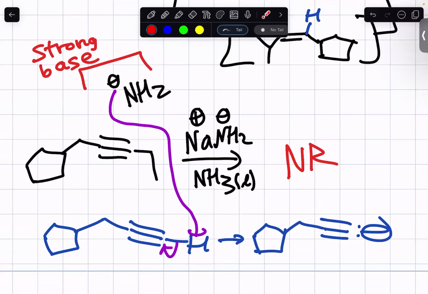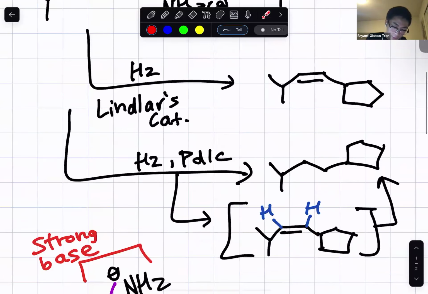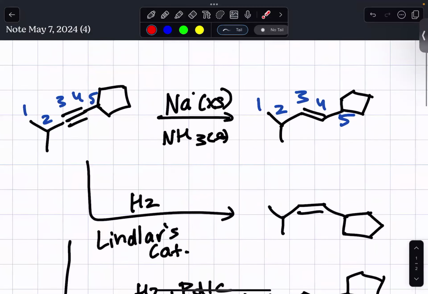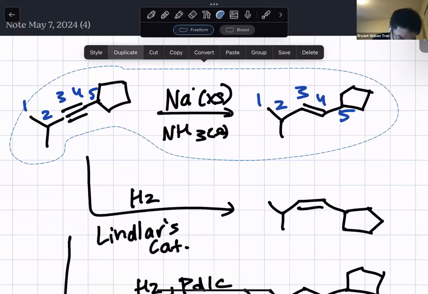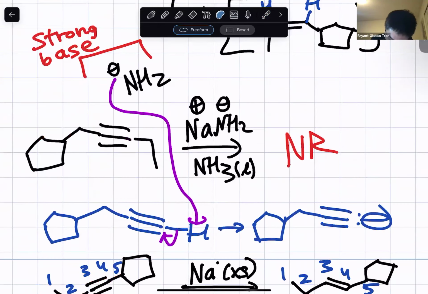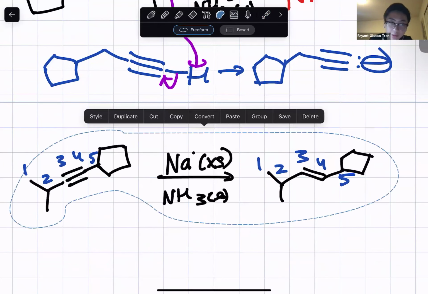Could you very quickly go over the mechanism of the Na radical? Yeah, the Na radical converting to the trans alkene. Yeah, let's do this. Let's do this reaction where we have that alkyne, converting that alkyne into the trans alkene, dissolving metal reduction. There are going to be 4 steps to this, right?